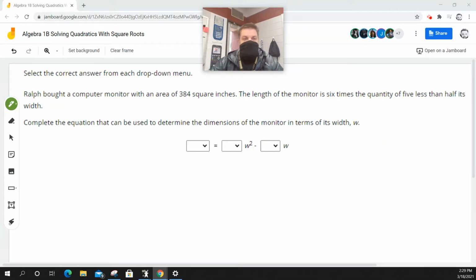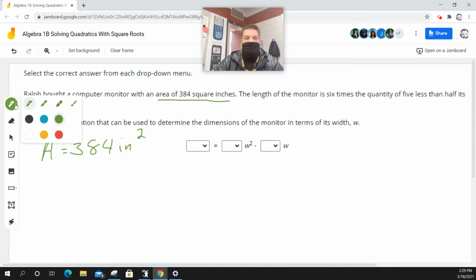All right, so now in this problem, it says Ralph bought a computer monitor with the area of 384 square inches. So right off the bat, I'm just going to say that the area is equal to 384 inches squared. And then it says the monitor is 6 times the quantity of 5 less than half its width.